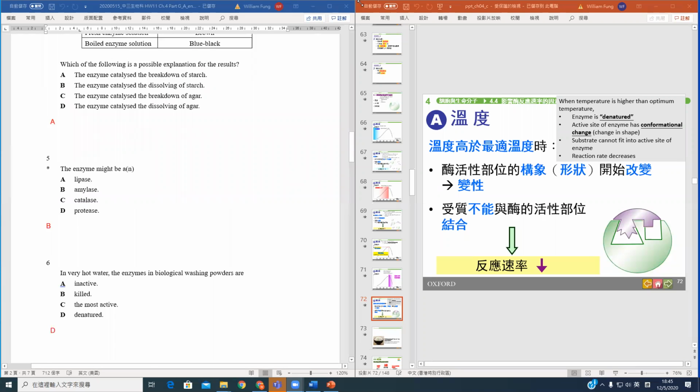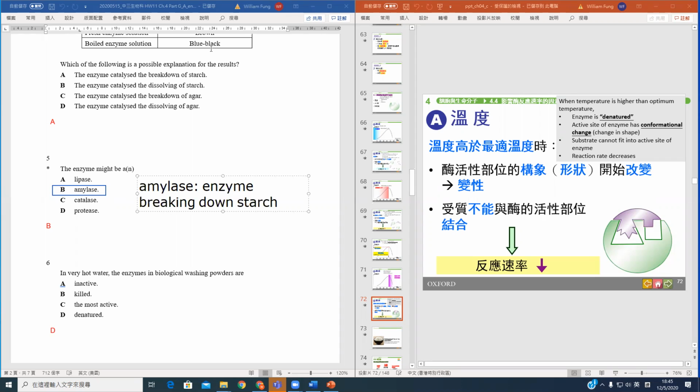The enzyme may be an amylase. In this case, amylase is something specific, something special. Amylase is an enzyme breaking down starch. Okay. I want you to remember that whenever you see the suffix, the letters ASE, that's an enzyme.